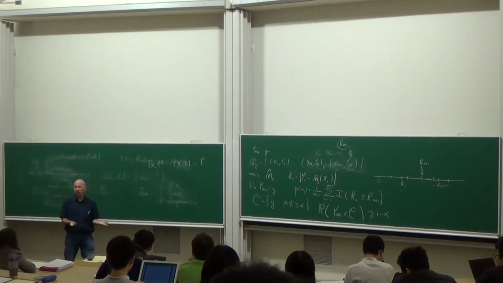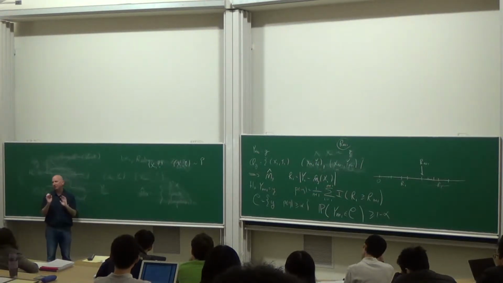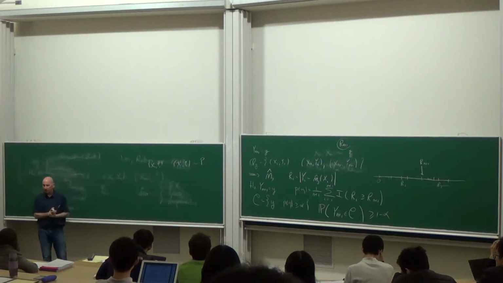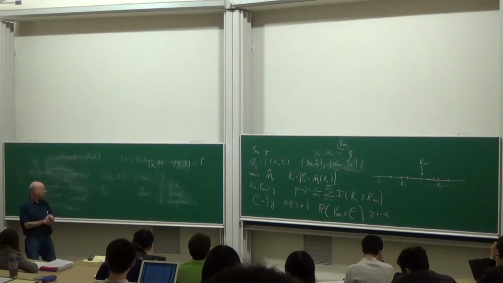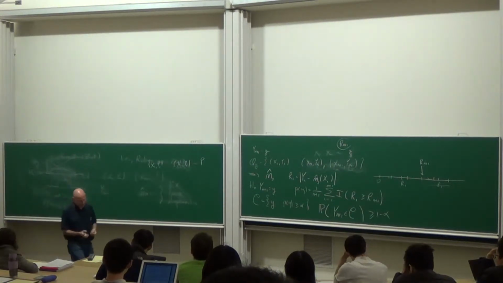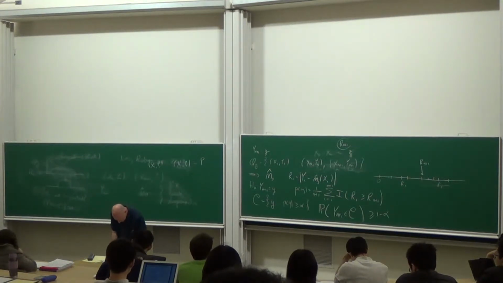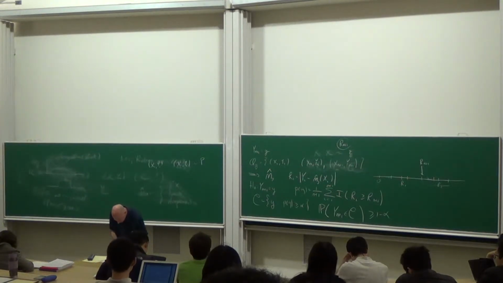This is assuming you want a prediction interval, right? Maybe you just care about the best prediction and you don't care about that. But if you do want some kind of confidence set for your prediction, then this is an easy way to do it. And yes, let me tell you now how to do it for classification.